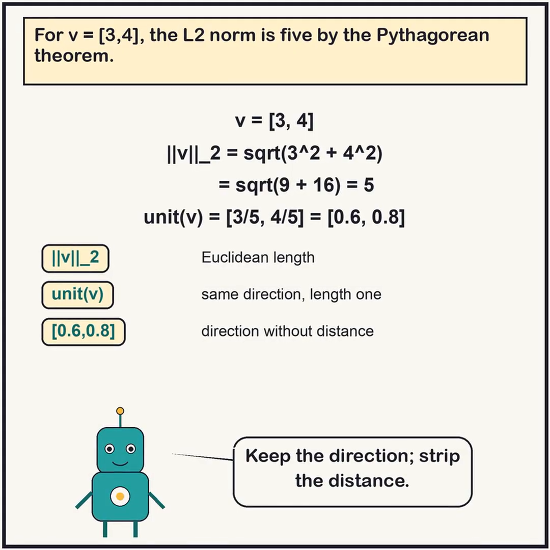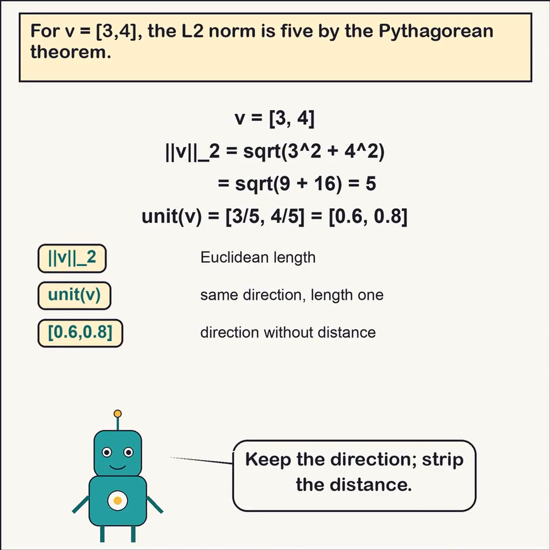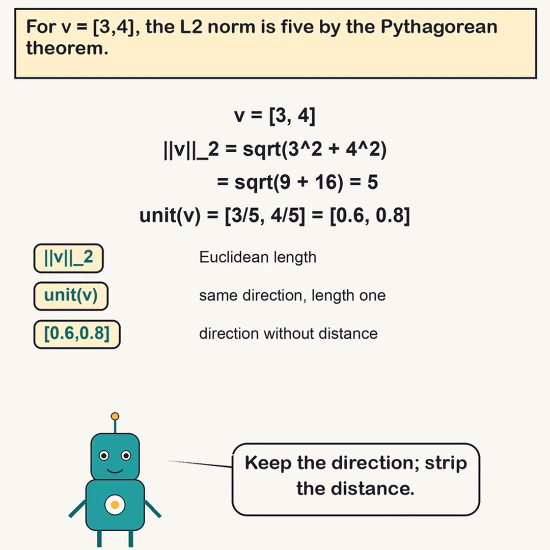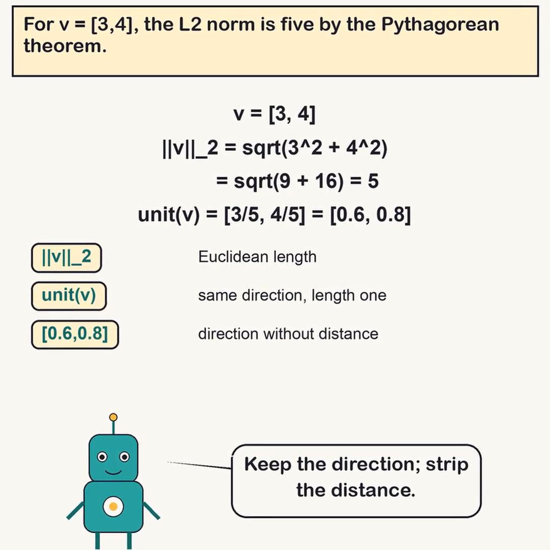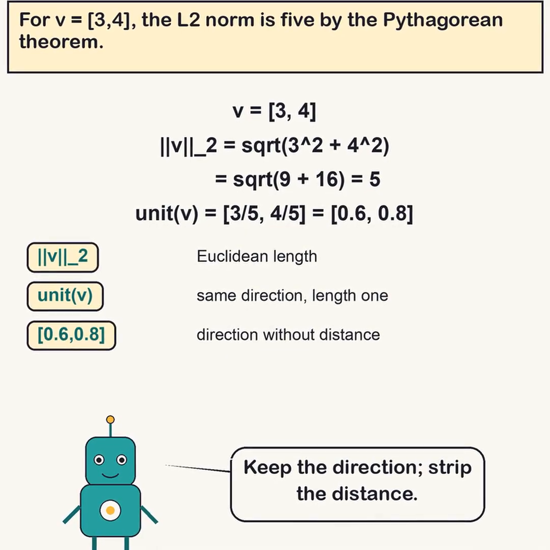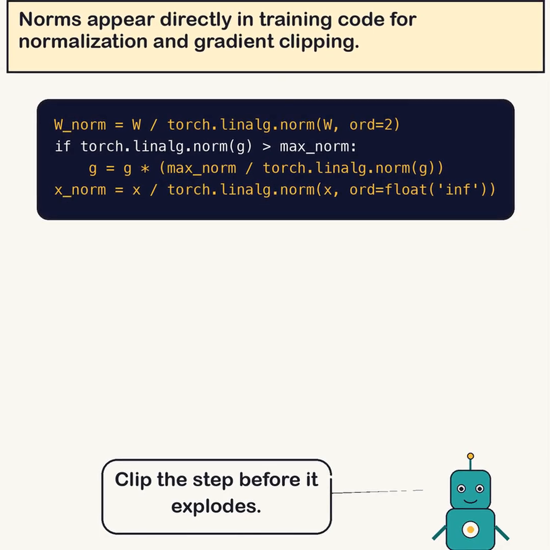The vector 3, 4 has L2 norm 5. Dividing by 5 gives 0.6, 0.8, a unit vector that points the same way but has length 1. Real-world analogy: the 3, 4, 5 vector is the same geometry as a ladder leaning 3 meters out and 4 meters up the wall. Training code uses norms constantly.